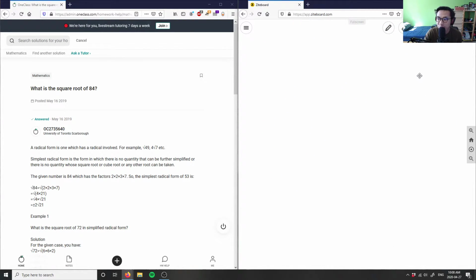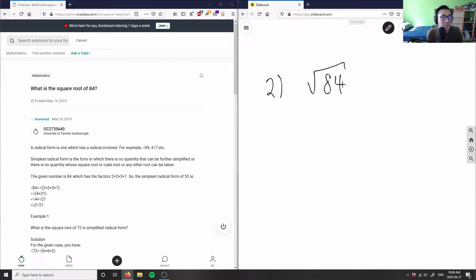All right, let's look at number 2. It says, what is the square root of 84? And again, I'm looking at this in simplified radical form here. So it says, what is the square root of 84?